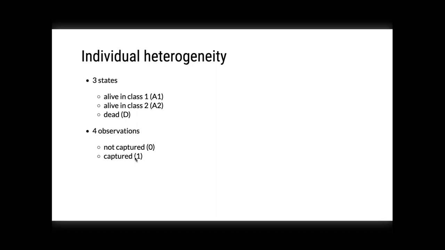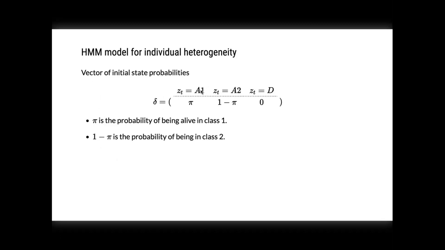Initial state probability. So you may be alive in class one with probability pi, or in class two with probability one minus pi, right? So that's the probability of being in one class or the other. That's exactly the probability that will assign you to one class of heterogeneity or the other.